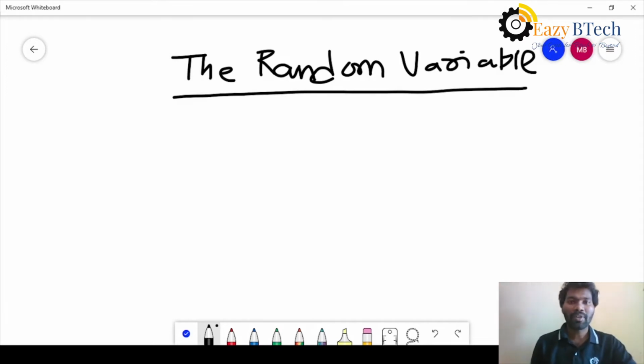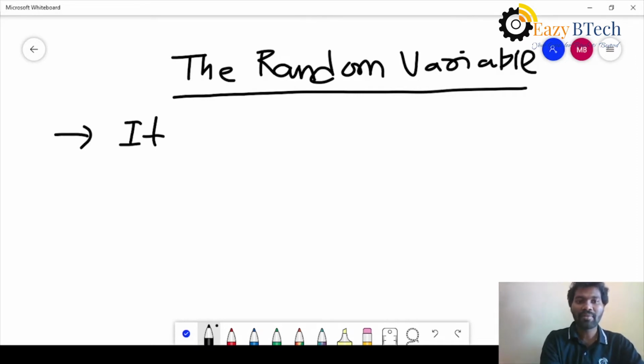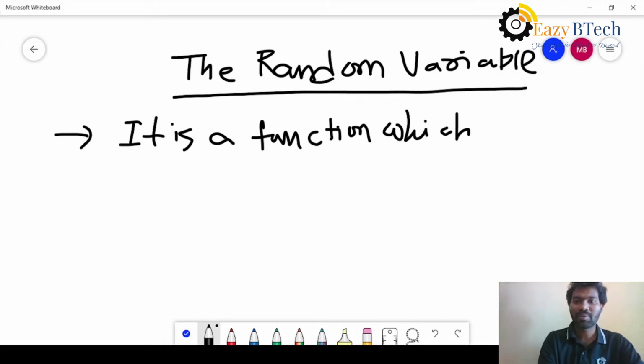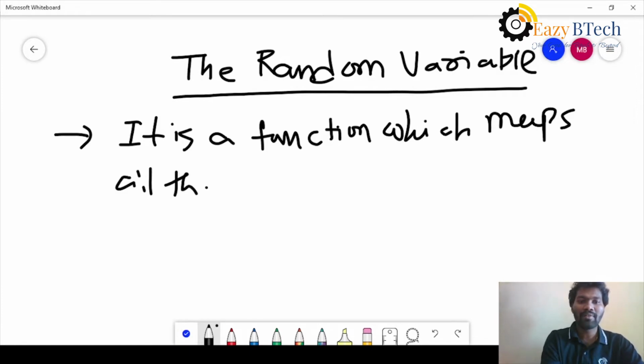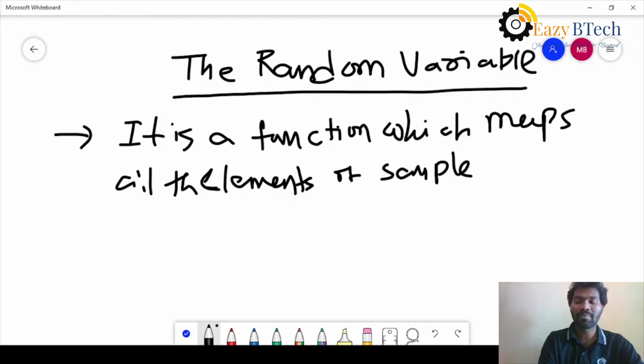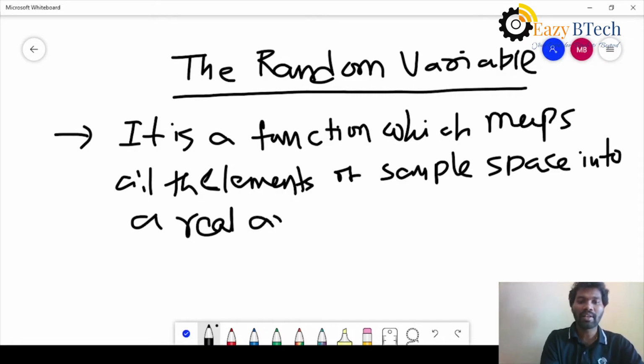Coming to the definition of random variable. A random variable is a function which maps all the elements of sample space into a real axis. This is the definition of a random variable.